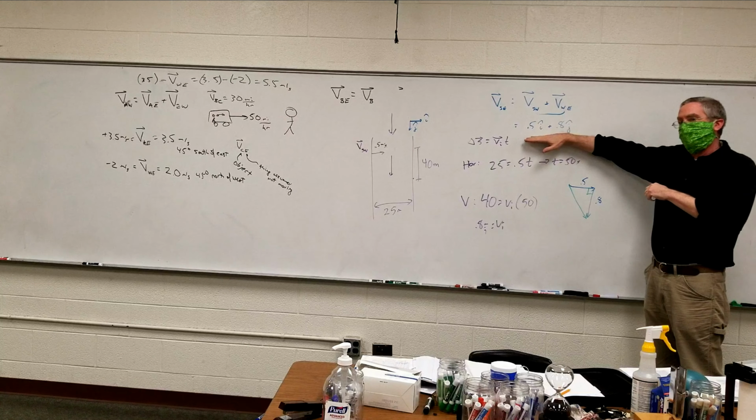And so when adding vectors head to tail, you draw one, and that's your starting point for the next vector, which you then add. And so the resultant, the sum, is a vector from where you started to where you ended. And so speed is just asking for the magnitude of this.